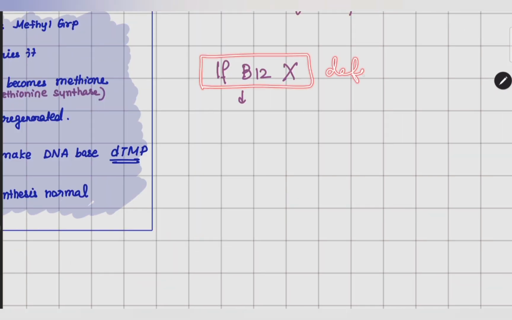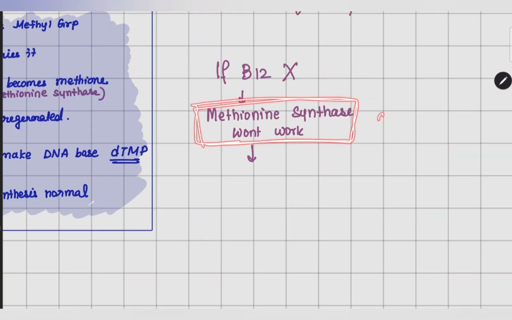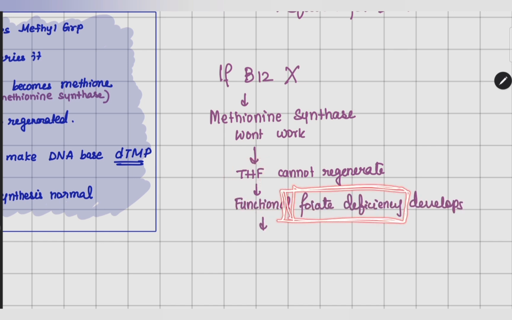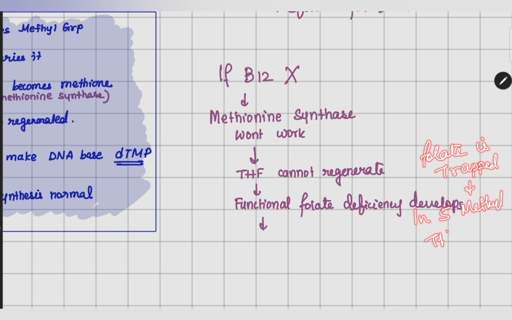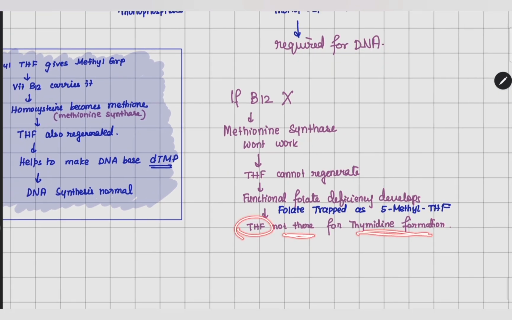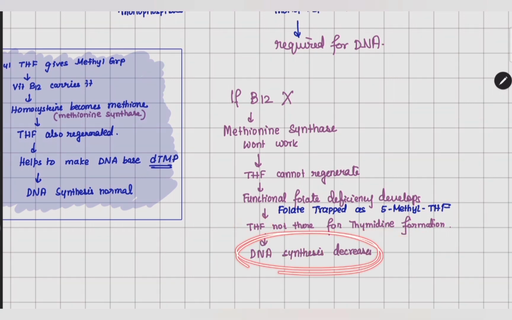Now, if B12 is deficient, then the methionine synthase enzyme will not work because B12 is the cofactor. Therefore, tetrahydrofolate cannot regenerate and functional folate deficiency develops because folate is trapped as 5-methyl tetrahydrofolate. Okay, so now as THF or tetrahydrofolate is not there for thymidine formation, then DNA synthesis decreases. So this is the overall story.